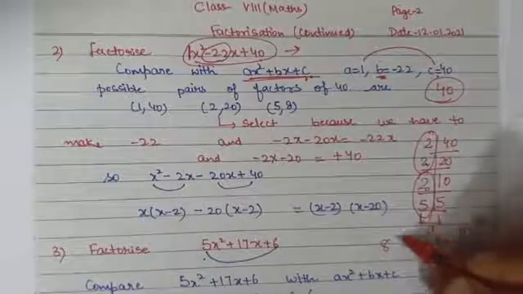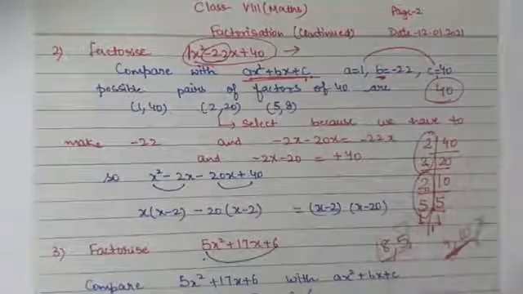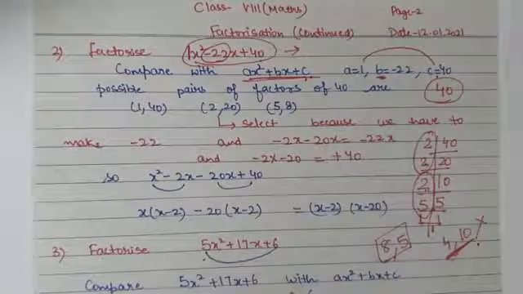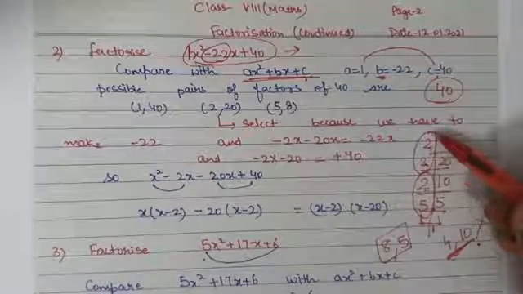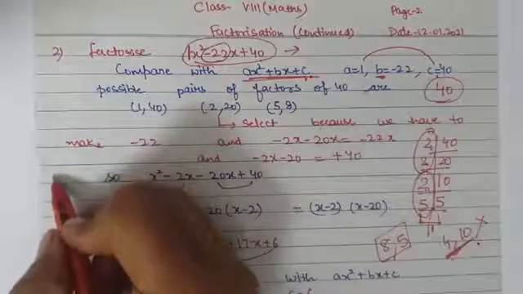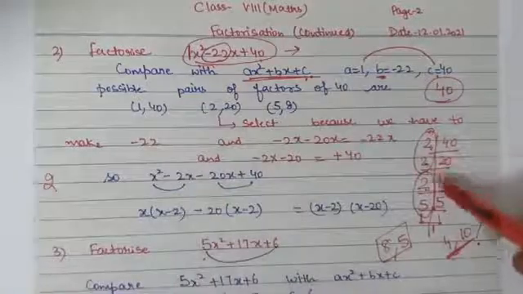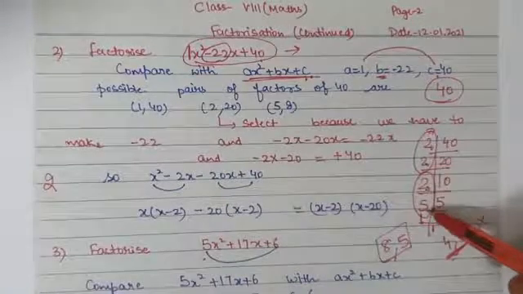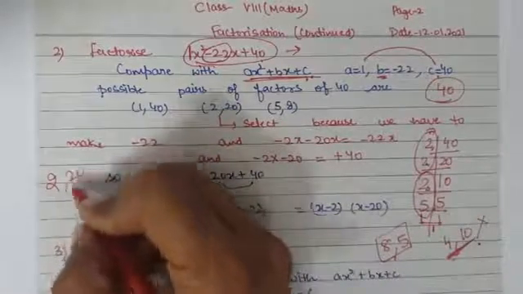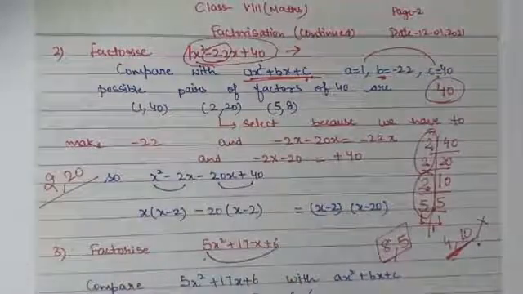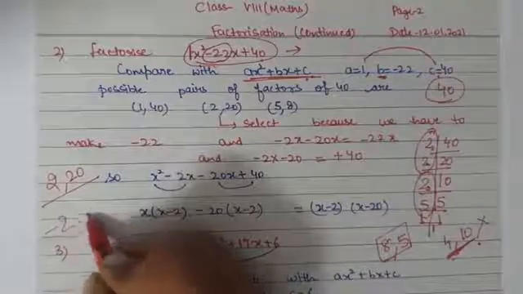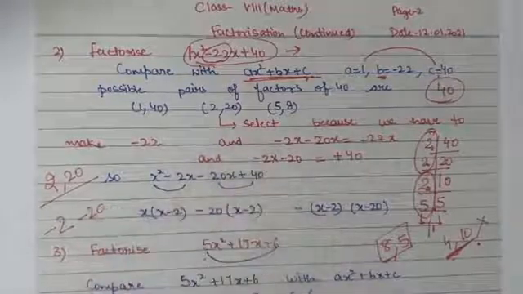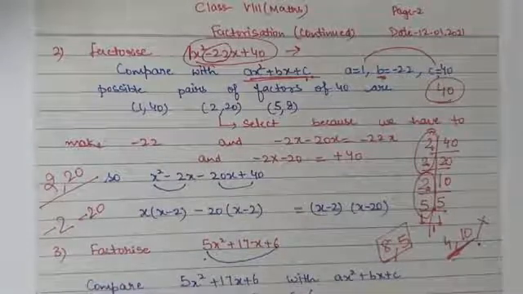5 into 1, 5. No, they are also not possible. Then 2, let us keep it alone. 2 into 2, 4. 4 into 5, 20. 2 and 20. Yes, they can make, because minus 2 minus 20 gives you minus 22.